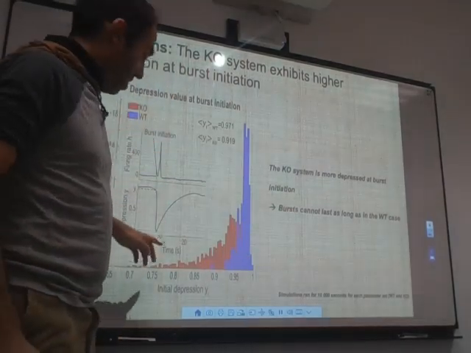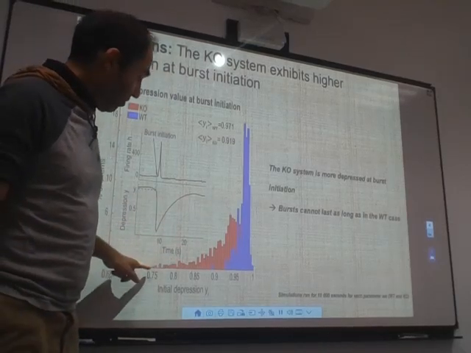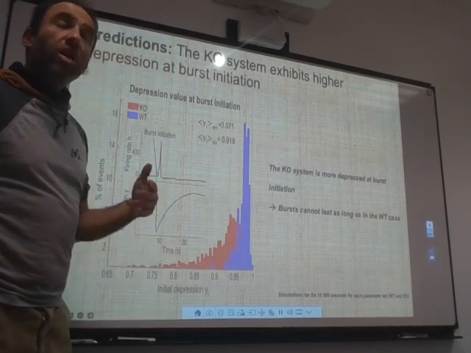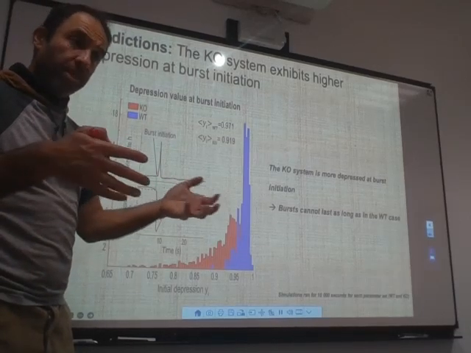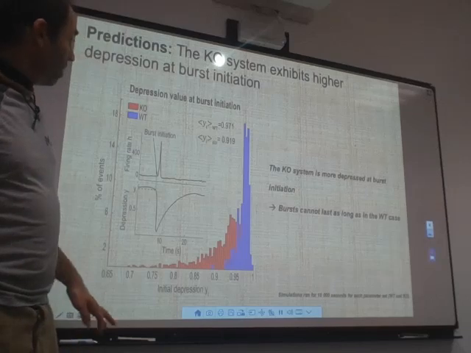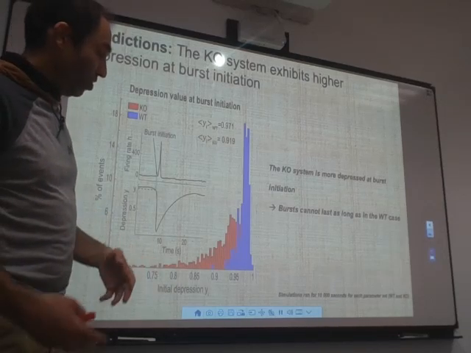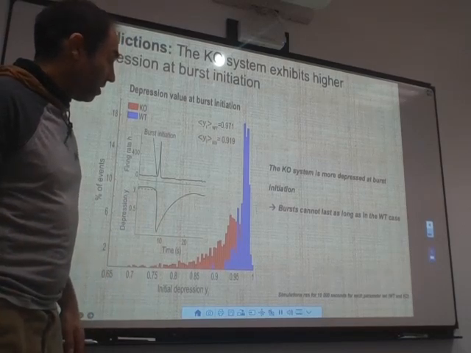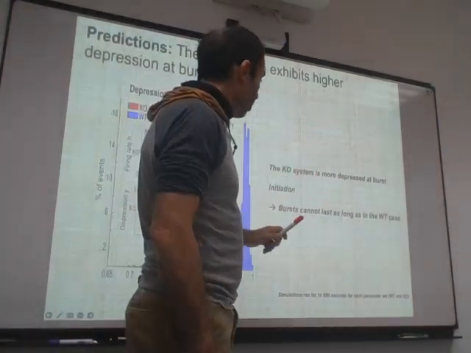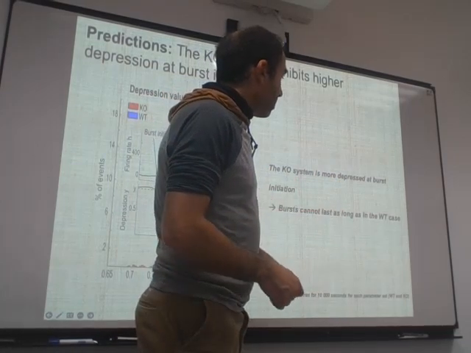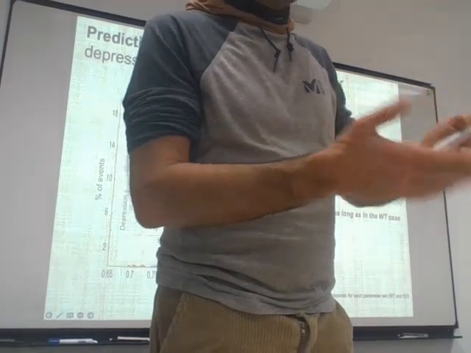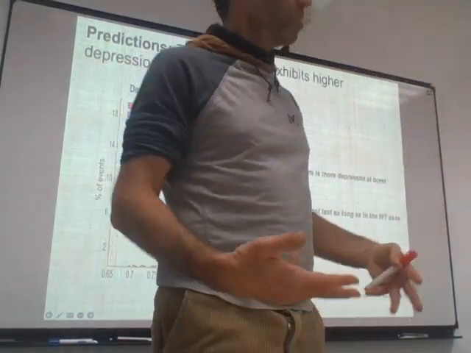However, for the knockout, when you look at the distribution, we could see a much larger distribution of depression, which is associated to a system that is depressed. So there is much more activity in the knockout, where you have disrupted the glial cells connectivity. So the knockout system is more depressed at burst initiation. Bursts cannot last as long as in the wild type case, because if you are depressed, it means that you have less vesicles available, so less resources to generate your burst.